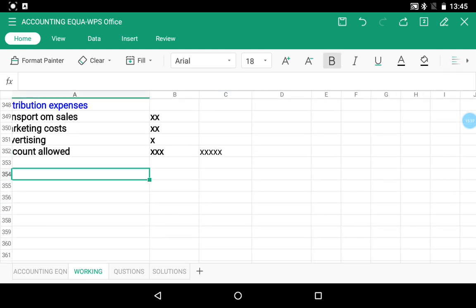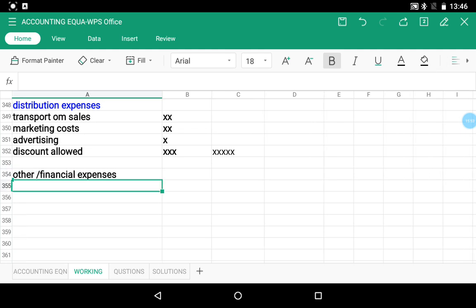Now we also have other, or you can call them, financial expenses. When you talk about financial expenses, these are things that involve money. They are not connected to distribution, they are not connected to admin. The things that you pay, money.